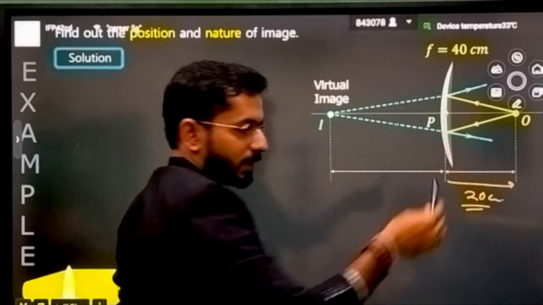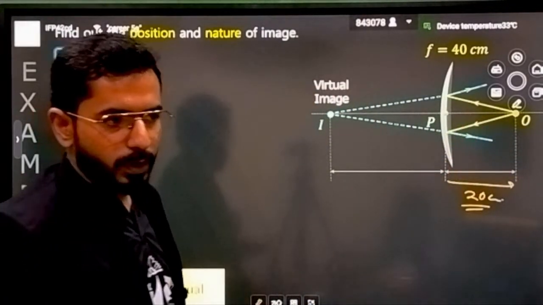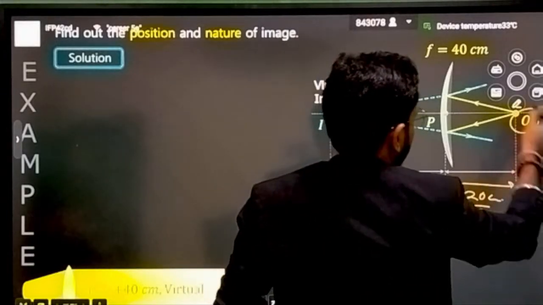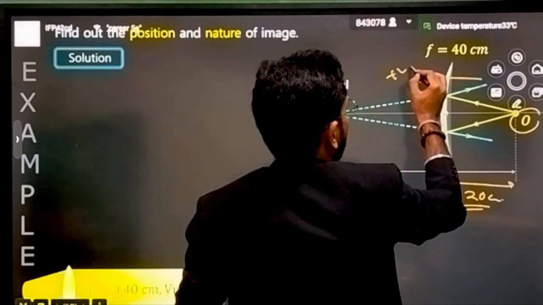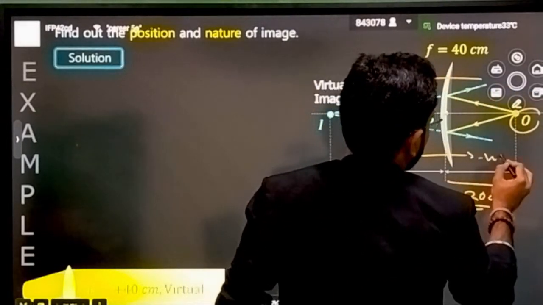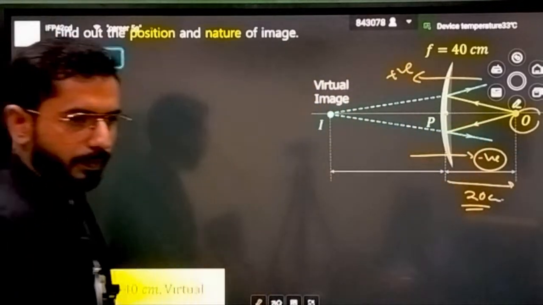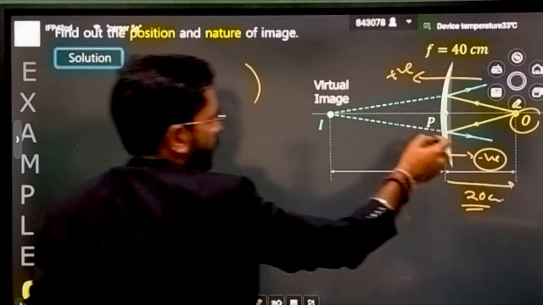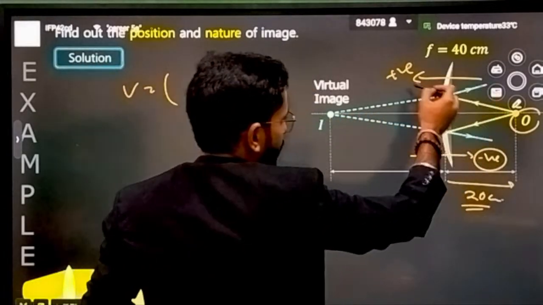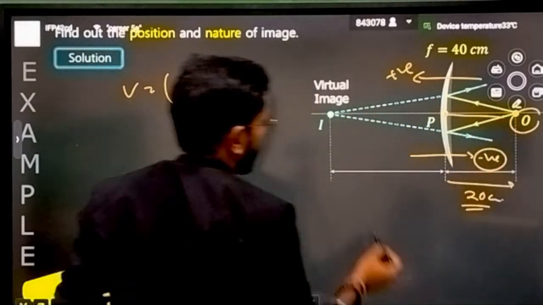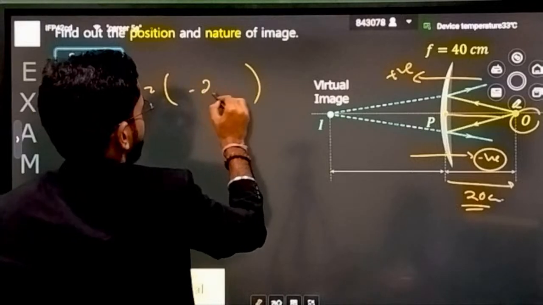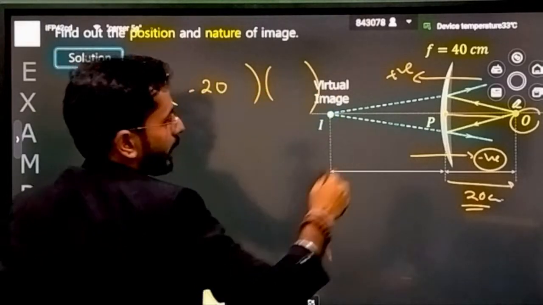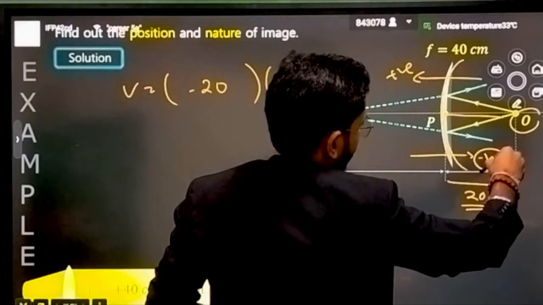Now first judge which direction is positive and which direction is negative. This is the object, that means this direction will be positive, and this direction will be negative. Correct? Now write v = uf/(u - f). For calculating the distance of the object, you have to move in the negative direction or the positive direction. From the pole I have to move in the negative direction. And how much? Minus of 20 into the focal length.